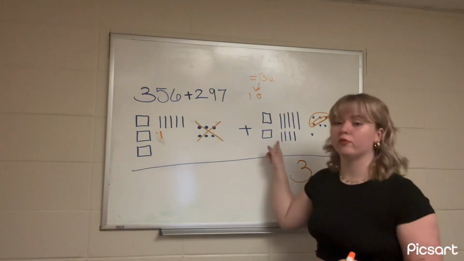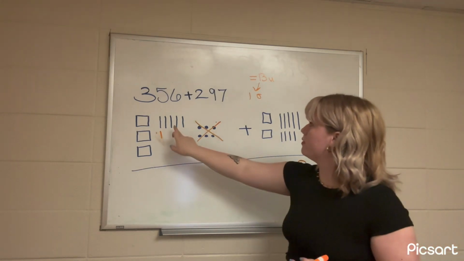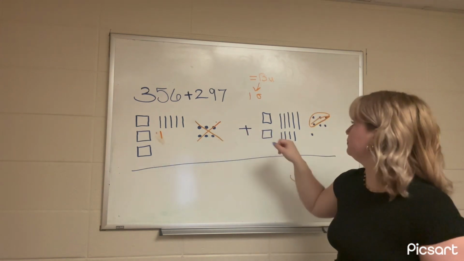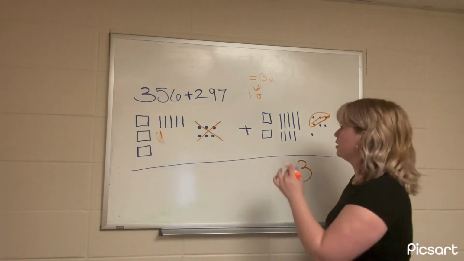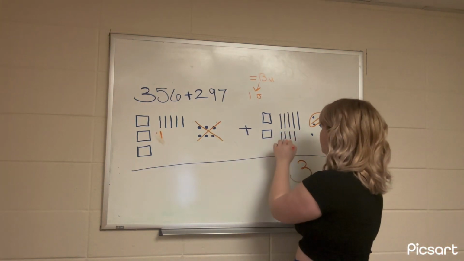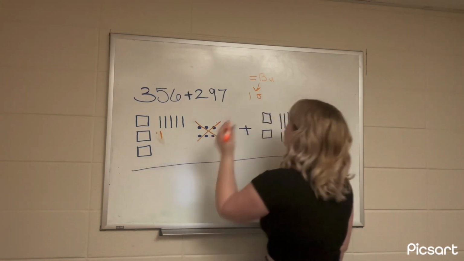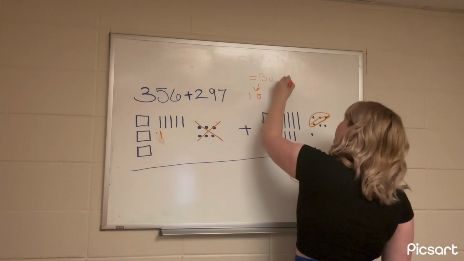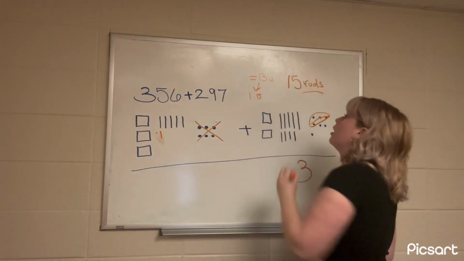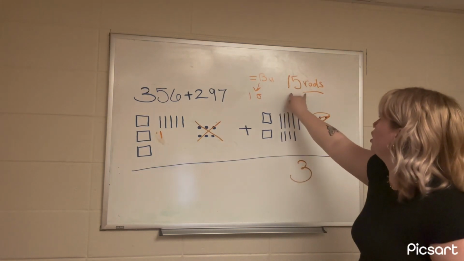And then we move on to our rods. So we have 9 rods and 5 rods, but we had to add the 1, so we now have 6 and 9. So what we want to do now is the same process. We just count 1, 2, 3, 4, 5, 6, 7, 8, 9, 10, 11, 12, 13, 14, 15. So now we know that we have 15 rods. When we have 15 rods, it's the same thing as the units. We cannot have 15 rods, so we have to separate that.